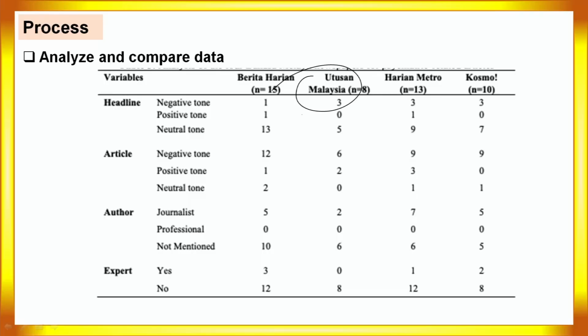If you take the headline for the second newspaper, the frequency was 0, which means it never put any mental illness into a positive tone. If you analyze the authors, the professional authors were 0 in this newspaper, so they never put the issue of mental illness in the positive tones. Those are mostly done by non-professionals or journalists. These things you can find out from content analysis.